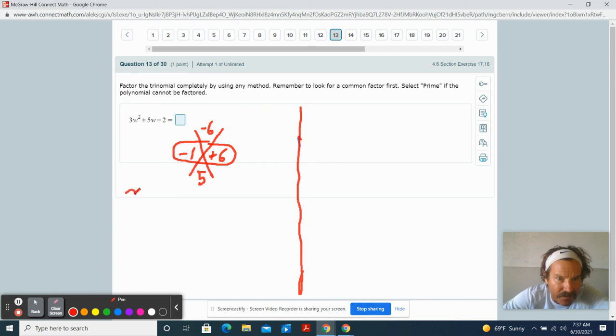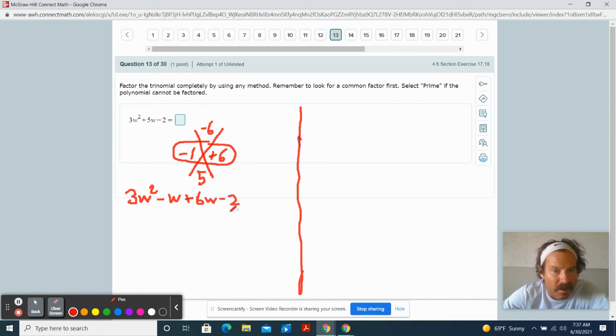Now we put 3w squared. I'm going to put minus w. I can put minus 1w if I want. Plus 6w, because I have to make this equal to plus 5w, minus 2. So you've made it into 4 terms. You factor by grouping. I'm going to group the first 2 and the last 2 together, which usually works.